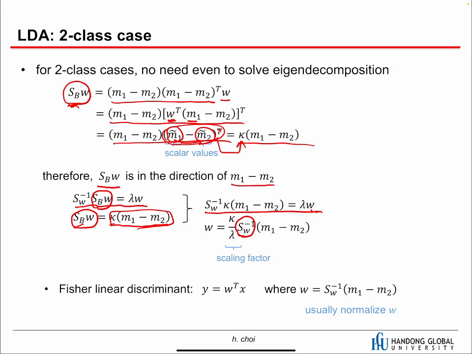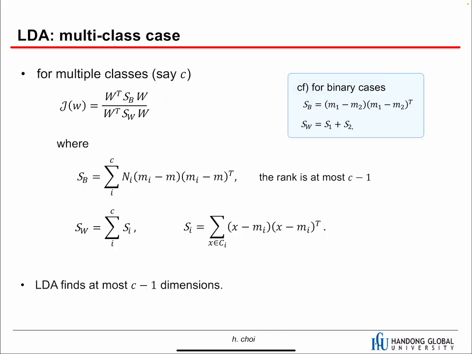And also, W is a vector, and because we're interested in just the direction, we can just normalize W. So we can ignore this kappa and lambda. So this is W. For a Fisher linear discriminant, when we have two classes, then W is this. And usually we normalize W because we are just interested in the direction.